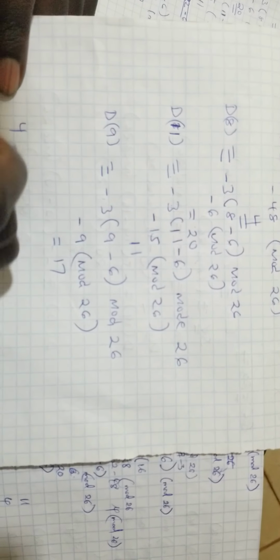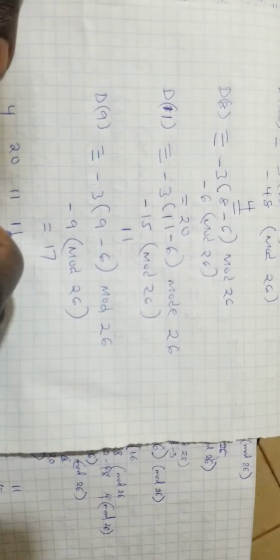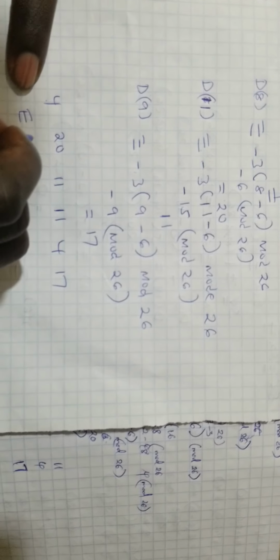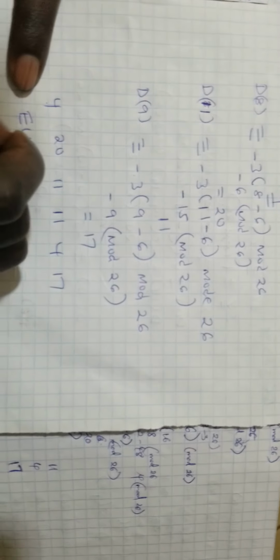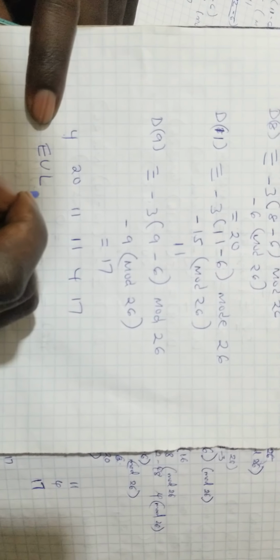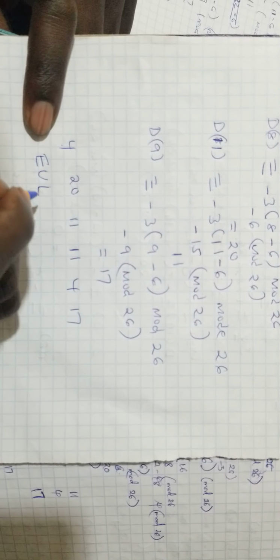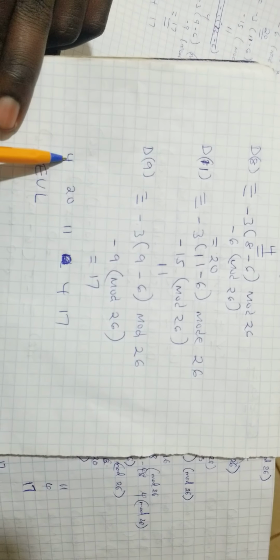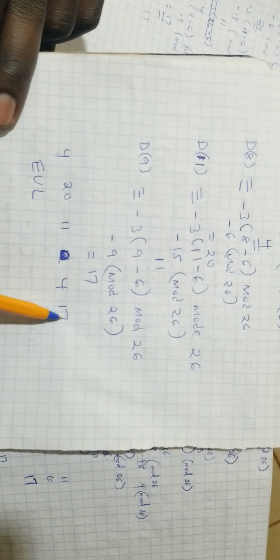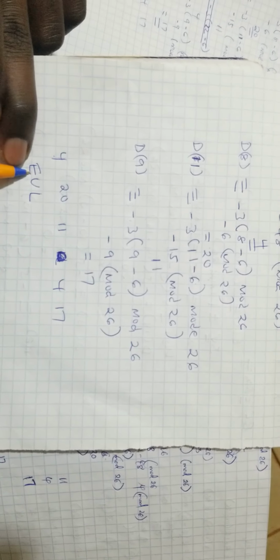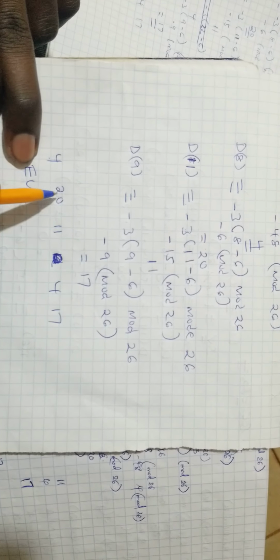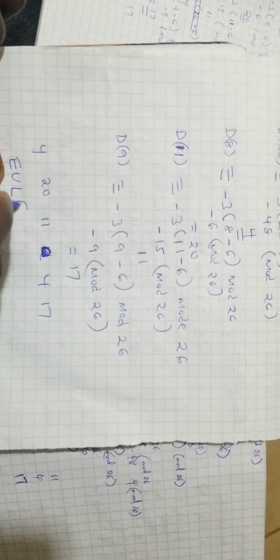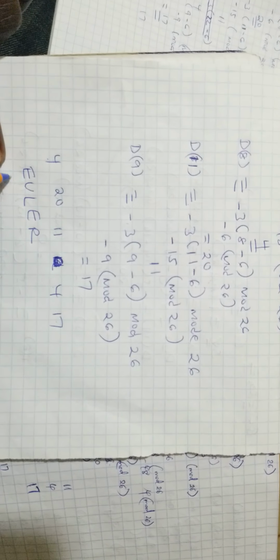So our characters are 4, 20, 11, 4, 17. 4 is E, 20 is U, 11 is L, then 4 is E, 17 is R. Our word is Euler.